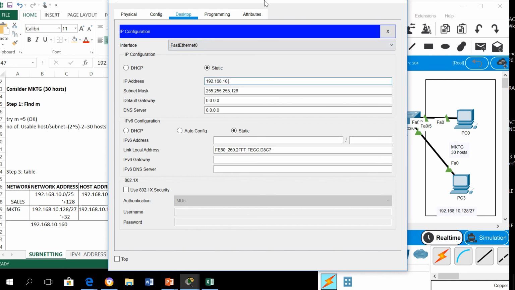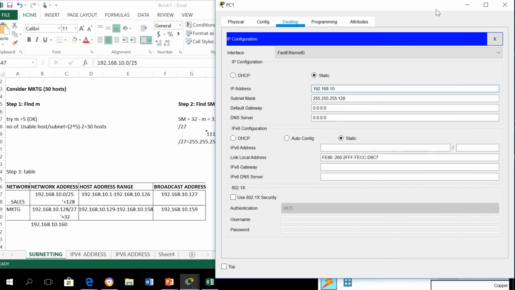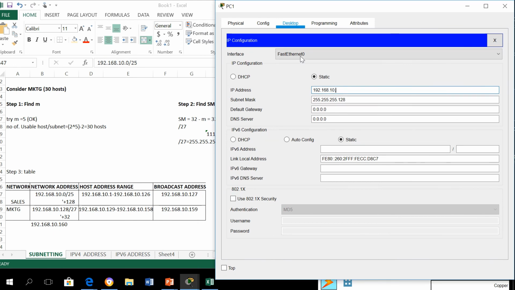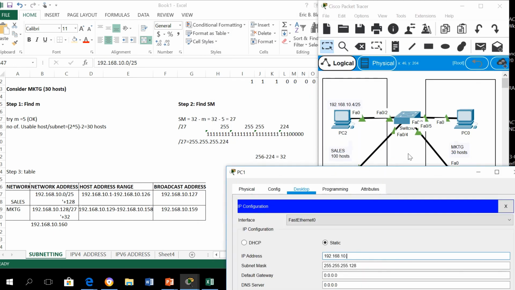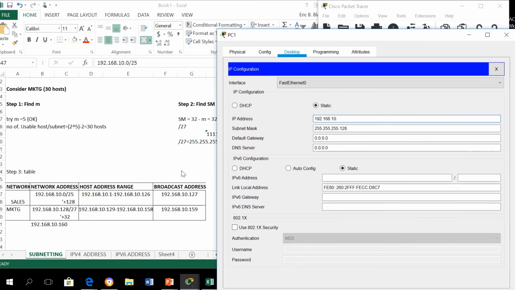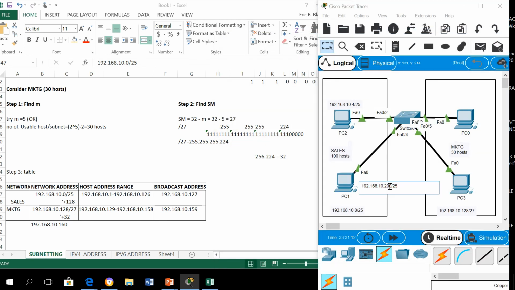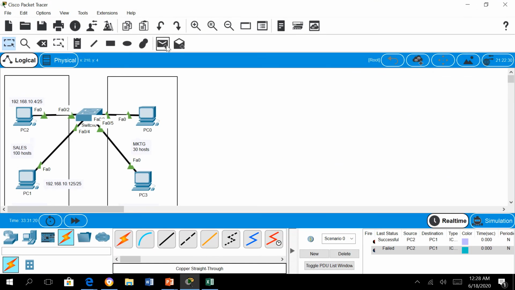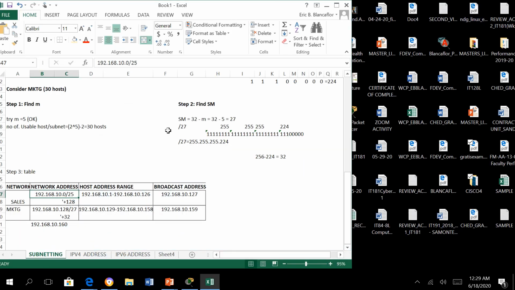So you need to observe the host address range. At slash 25, 10.4 is in the range of 10.1, 10.2 up to 126. So let's say we assign 10.125. I change this and make it 125 and see what happens. We are expecting that they are connecting because they are now in the range, right? So there, that's the subnetting, and I think I'm done.